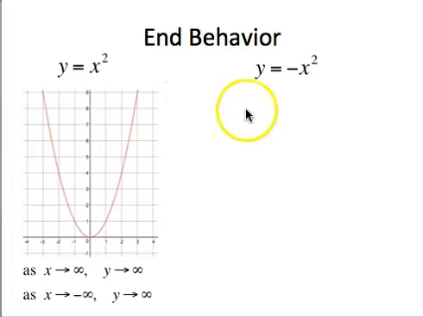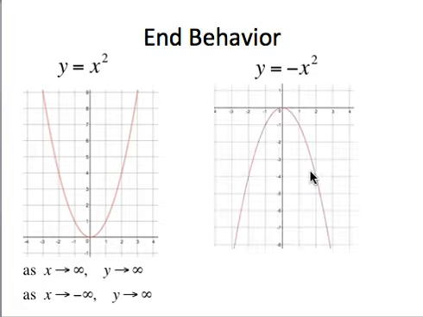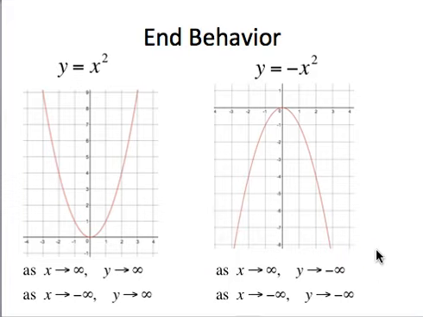So we can probably visualize that graph, an upside down U. So let's see it. Indeed, that's what it looks like. And then how do we describe its end behavior? As x goes to positive infinity, what's happening to y? It's going to negative infinity. As x goes to negative infinity, what's happening to y? It's also going to negative infinity. So we describe the end behavior of y equals negative x squared that way.